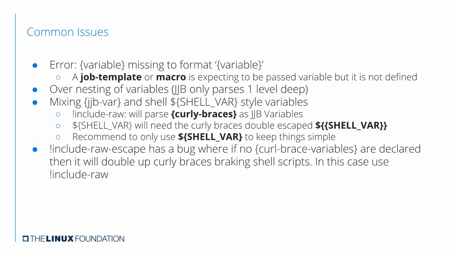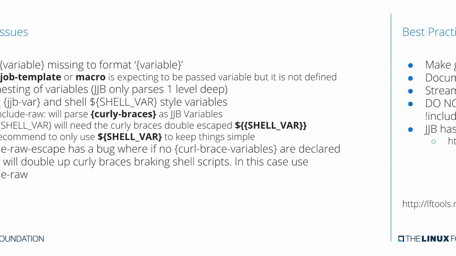The mixing of JJB variables and shell variables. This is basically what I was talking about with the include raw versus the include raw escape. So this is the reason why you basically want to generally use raw escape, with the exception of when you don't have any curly brace variables inside your file that you're pulling in.